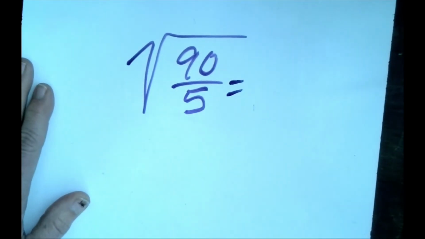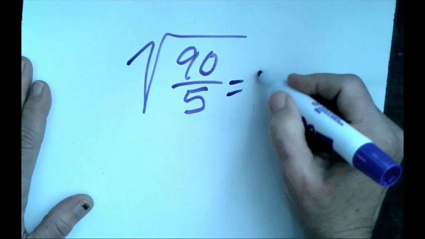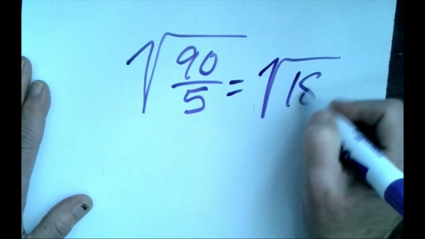Another way to do that problem is just to divide 90 by 5, which would give you 18. The square root of 18 could be thought of as the square root of 9 times the square root of 2.